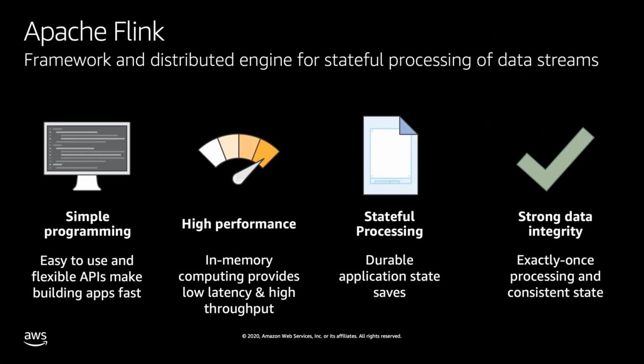Let's talk a little bit about Apache Flink. It has a simple programming model with simple and flexible APIs. It provides a distributed engine, which can be run over a cluster of machines that provides parallelism and in-memory computation that allows for low latency and high throughput. You can build stateful applications, and Apache Flink provides exactly once guarantees and high availability and recoverability.